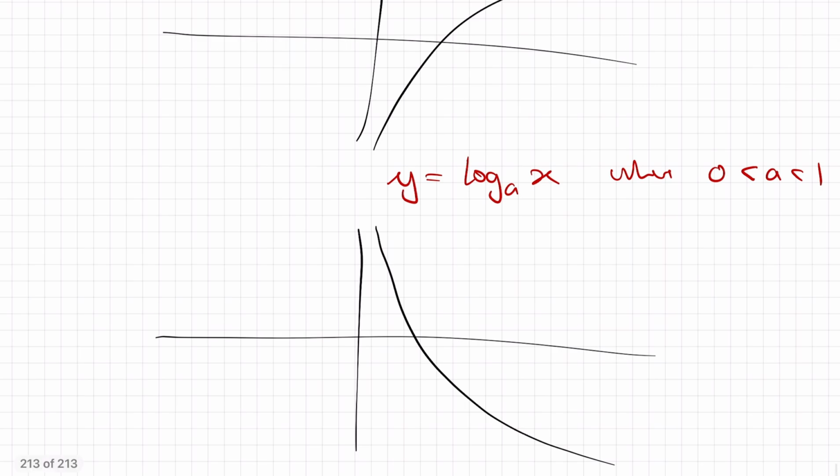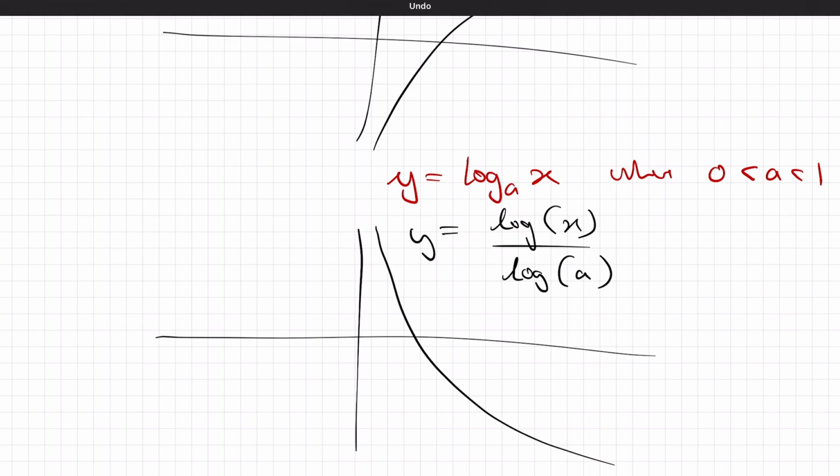And the reason for this is because you can write this as log base 10 of x over log base 10 of a, using the change of base formula. And log 10 of a, if a is less than 1, is going to be a negative number, because 1 is 10 to the 0, and anything below 1 is 10 to the minus something. So yeah, when the base of a log is less than 1, it's a decreasing function.